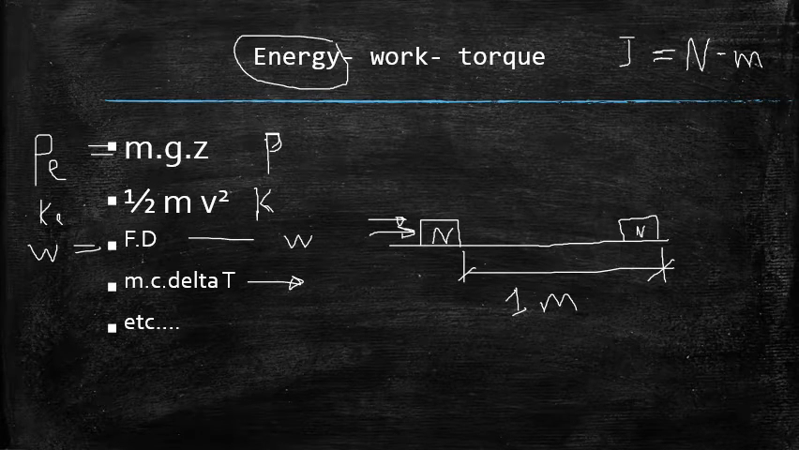If we want to move this body, which weighs 1 Newton, from this location to this location, the work needed will be the force, which is 1 Newton, times the distance, which equals 1 meter. Newton meter is equal to joule. So we need 1 joule to move a body weighing 1 Newton a distance of 1 meter.